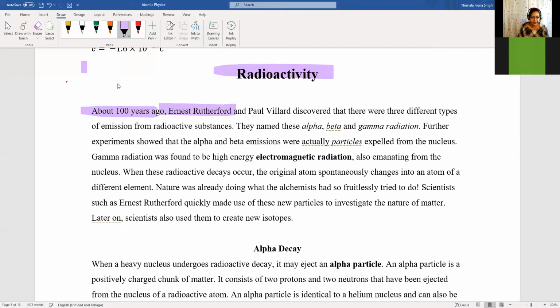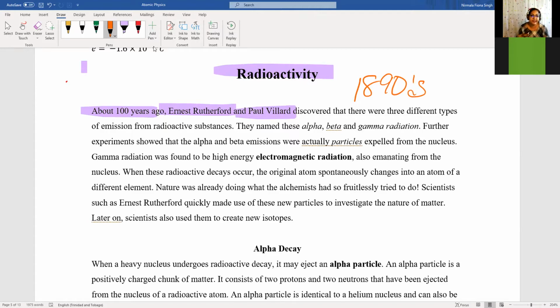So you see, Ernest Rutherford, he was the man. He was involved in so much research back then. He's probably the hottest physicist around. So the two of them discovered that there were three different types of emissions from radioactive substances. In the 1890s, they had discovered there was this new material that emitted energy that affected photographic paper.